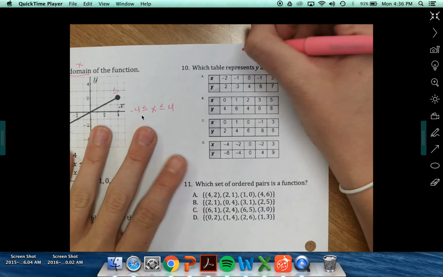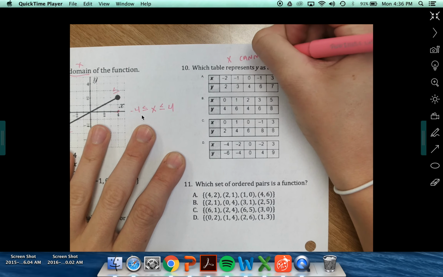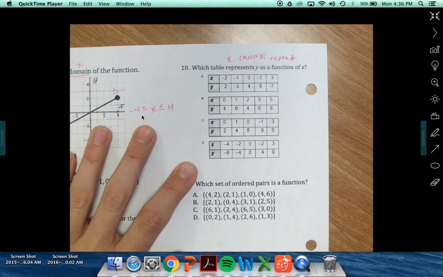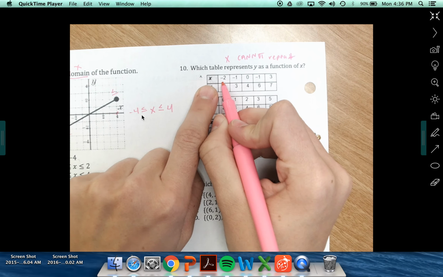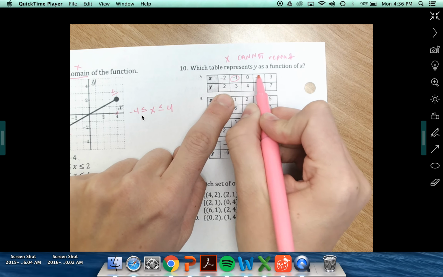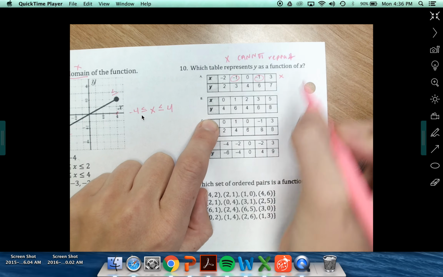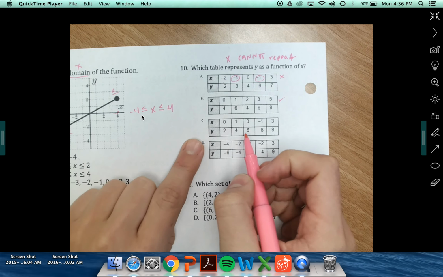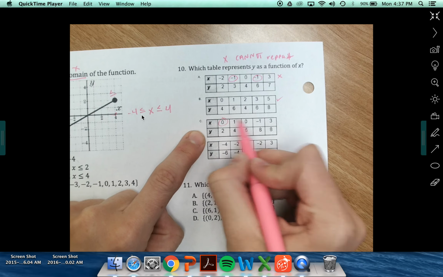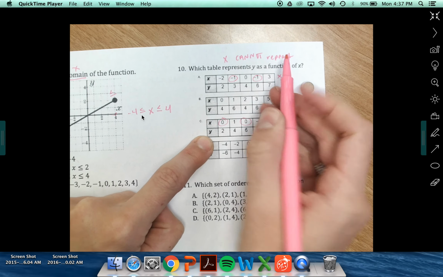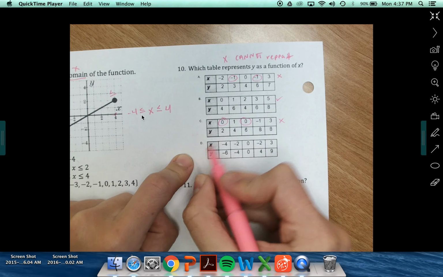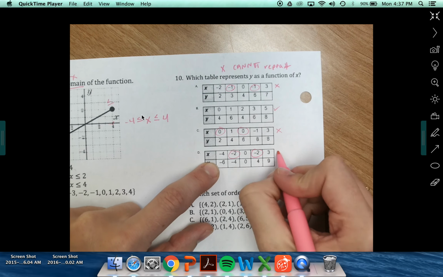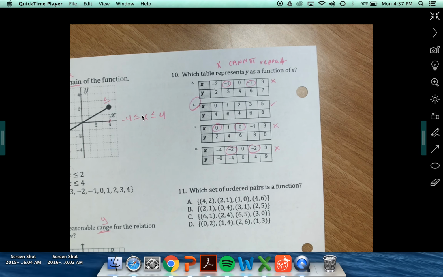10. Which one is a function? X cannot repeat. Okay, so if we look in here, notice we've got -2, -1. Repeats itself. It's a no-go. For B, 0, 1, 2, 3, 4, 5, that looks okay. C, we have 2 zeros. X cannot repeat. That's not okay. D, 2 -2s. X cannot repeat. So my answer is B.